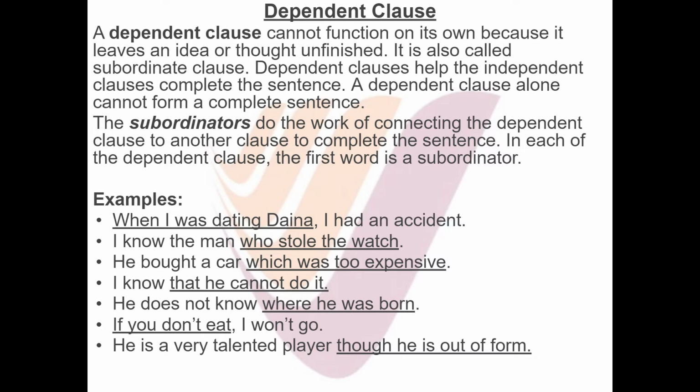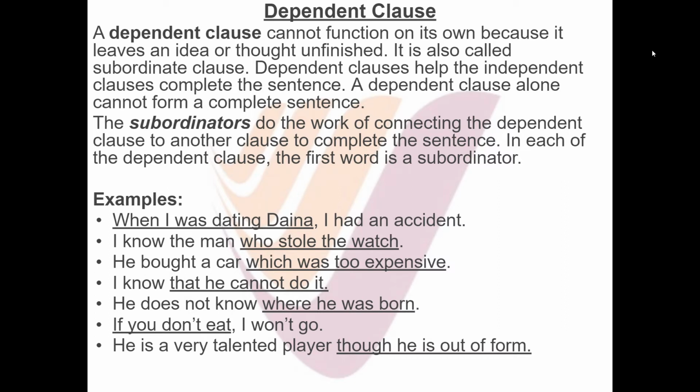It's also called a subordinating clause. A dependent clause cannot function on its own, and it leaves an idea or a thought which is unfinished. It is also called a subordinating clause. A dependent clause helps the independent clause complete the sentence. The dependent clause alone cannot form a sentence.